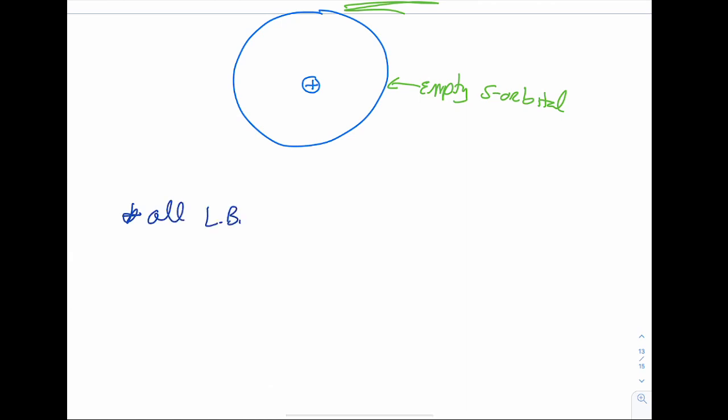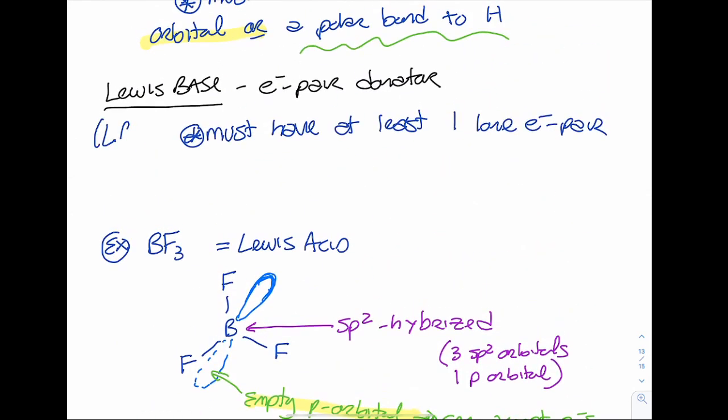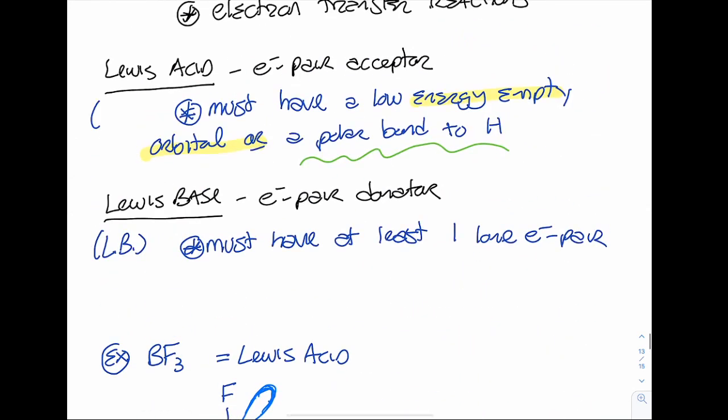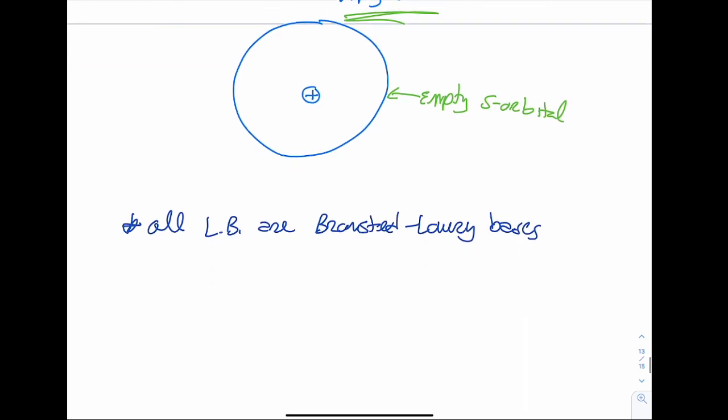LB for Lewis base. Let me go put those abbreviations up here because I'm going to use them a lot. LB, LA. So all Lewis bases are also Bronsted-Lowry bases. That's not true for acids. Remember that BF3 example we just did is a Lewis acid, but it is not a Bronsted-Lowry acid. But all Lewis bases are.